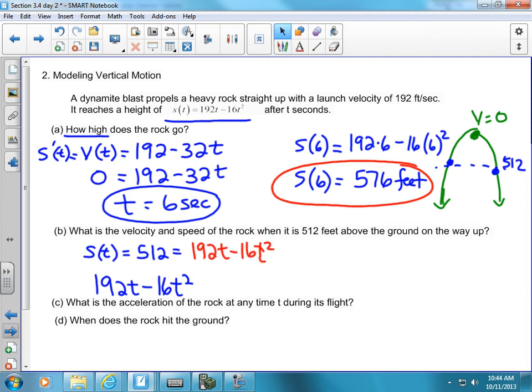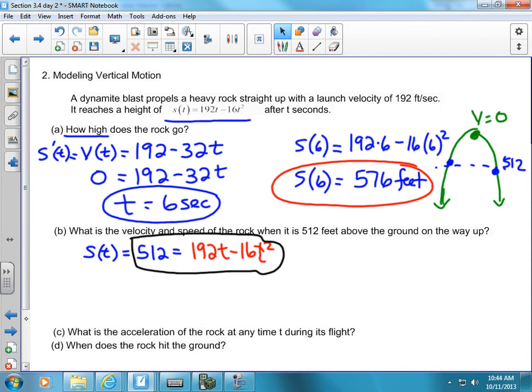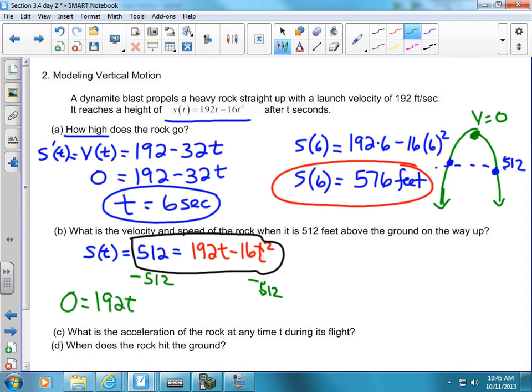Okay, you guys get the idea. Set that equal to 512. And you can actually use your calculator to calculate t if you want to. And you should come up with 2 options for that. First of all, let's set this side equal to 0 by subtracting 512. We get 0 equals 192t minus 16t squared minus 512.